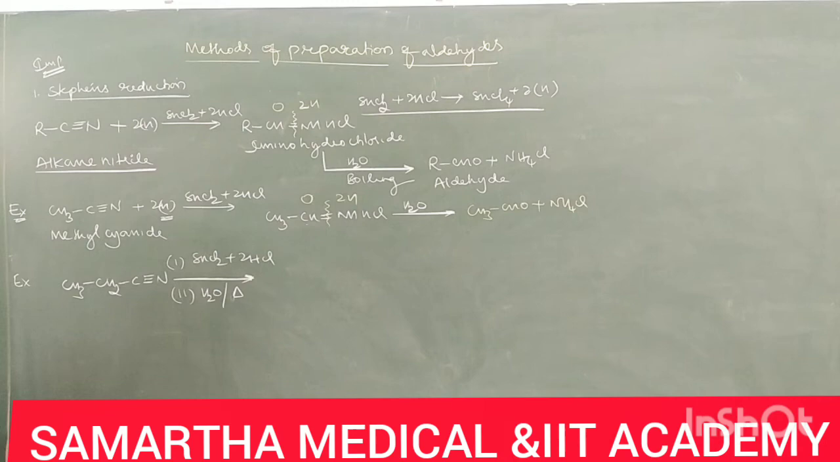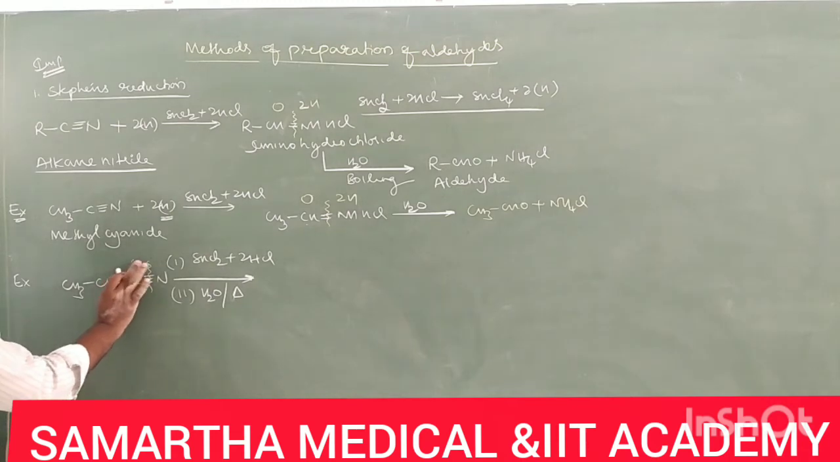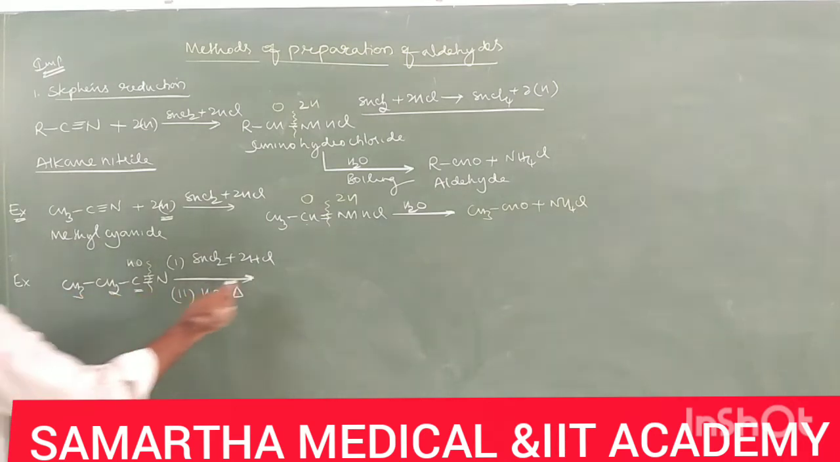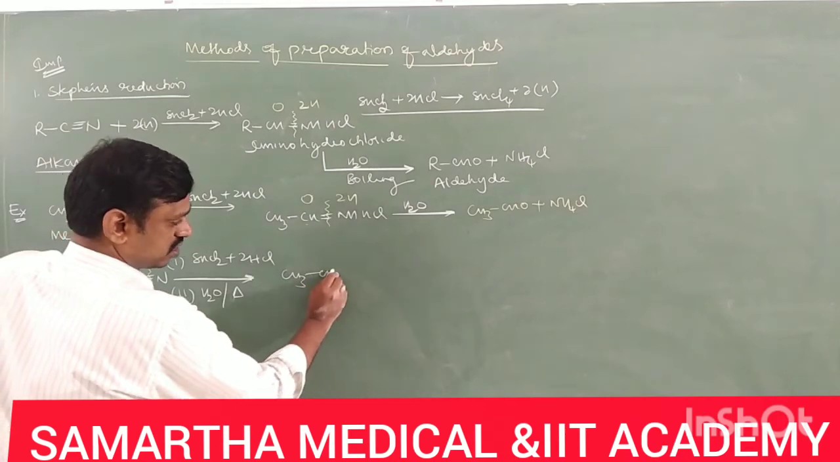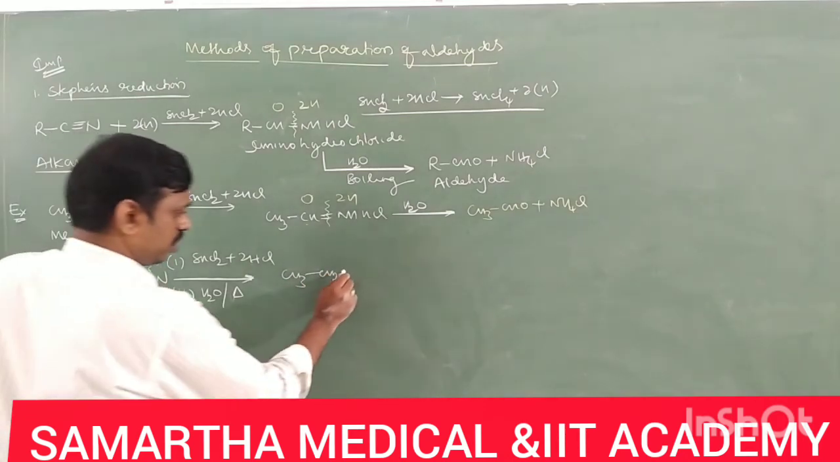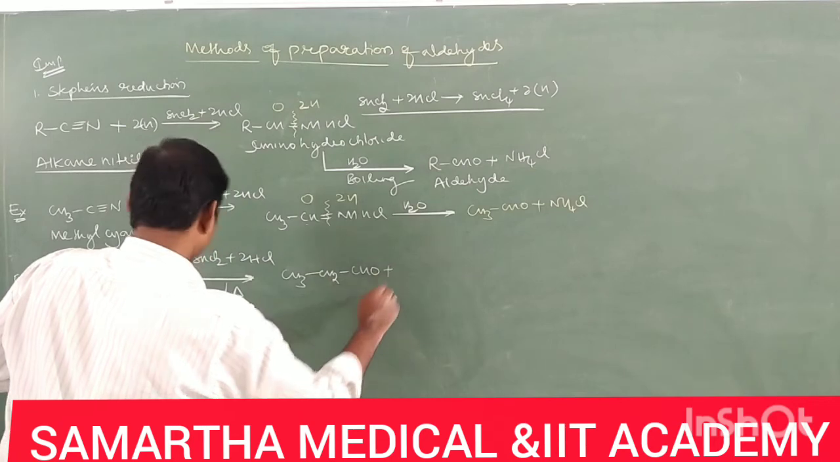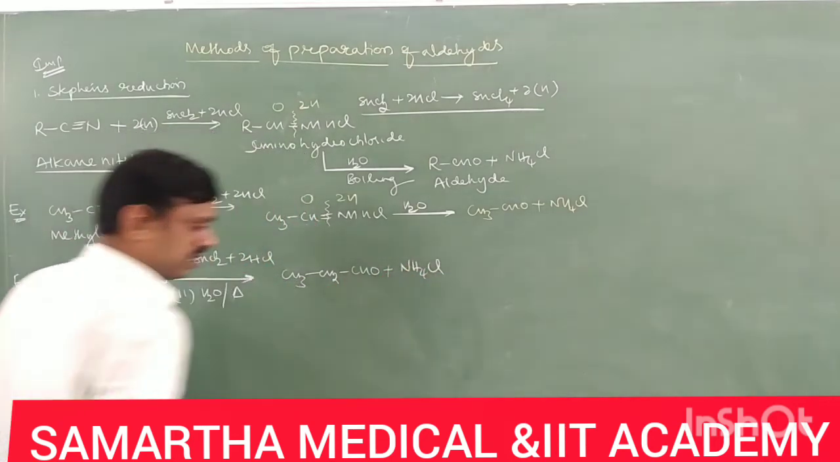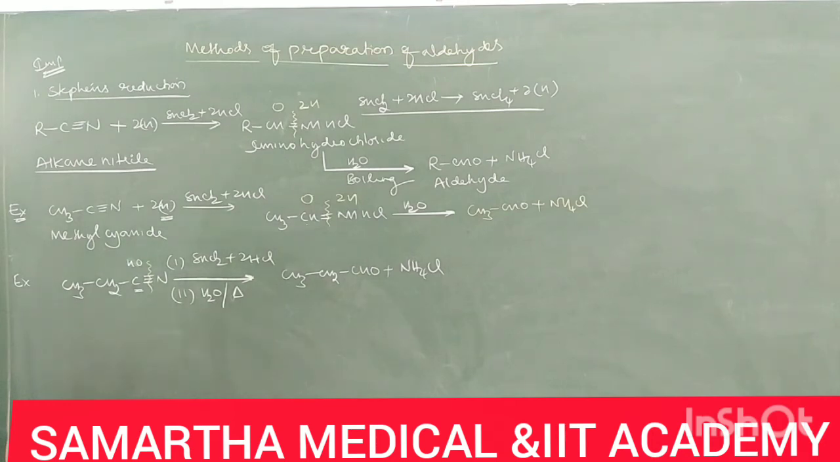How to write the product? It's very simple. You just break the triple bond and write 1 oxygen, 1 hydrogen and oxygen. It means this carbon becomes an aldehyde. So 2 carbons, write as it is, CH3CH2. Then C becomes CHO, plus this nitrogen becomes ammonium chloride. In this we should write the product. Writing the product is important.